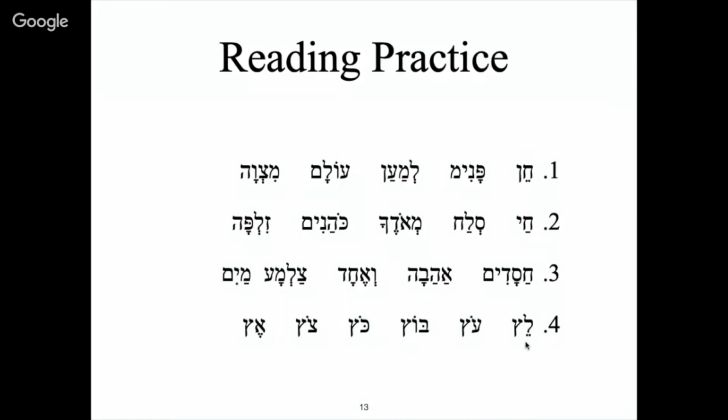Line 4 says lates, oats, boats, coats, zoats, and ets. So you can go ahead and you can practice reading this. And again, all of the pronunciations are located in the back of the primer.